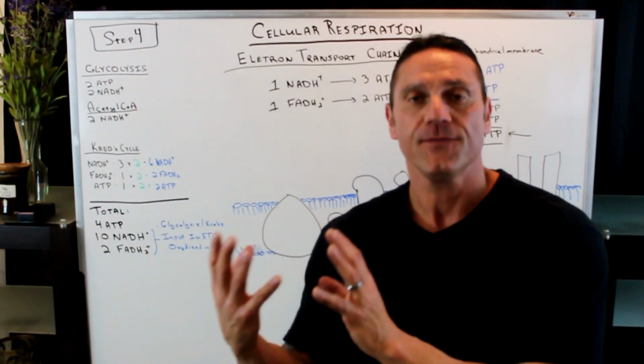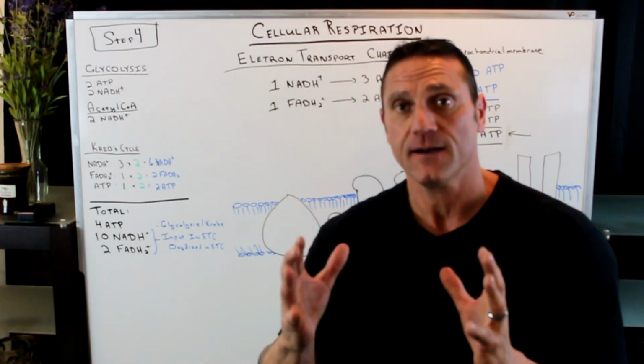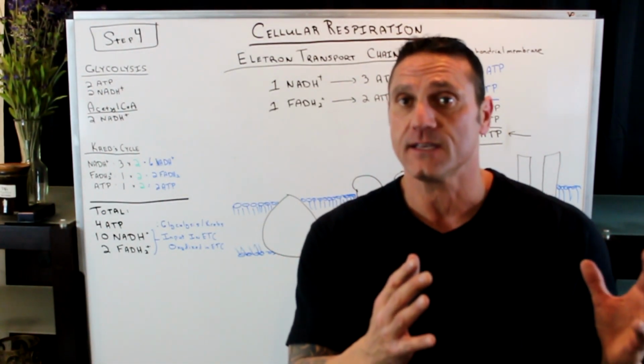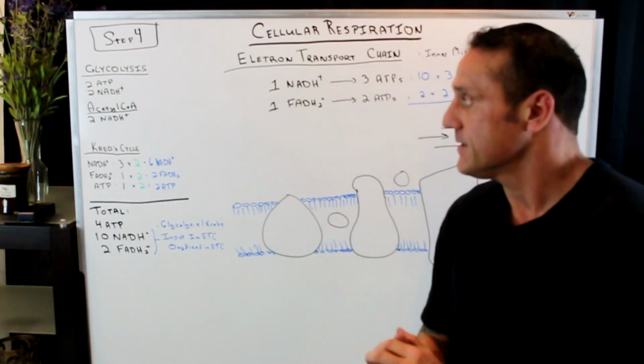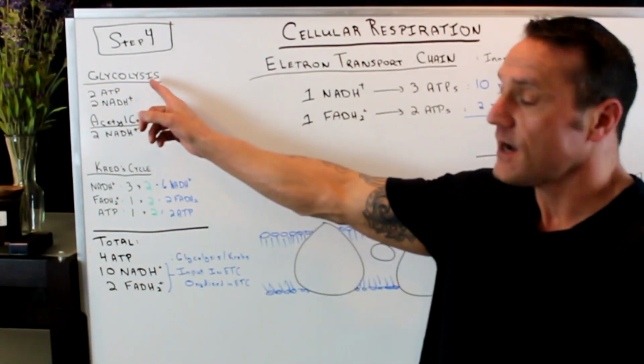Okay, so step 4. Step 4 is the electron transport chain. Now I'm going to keep it simple, so I'm not going to go over all these steps. But let's rewind. So we have step 1, glycolysis.